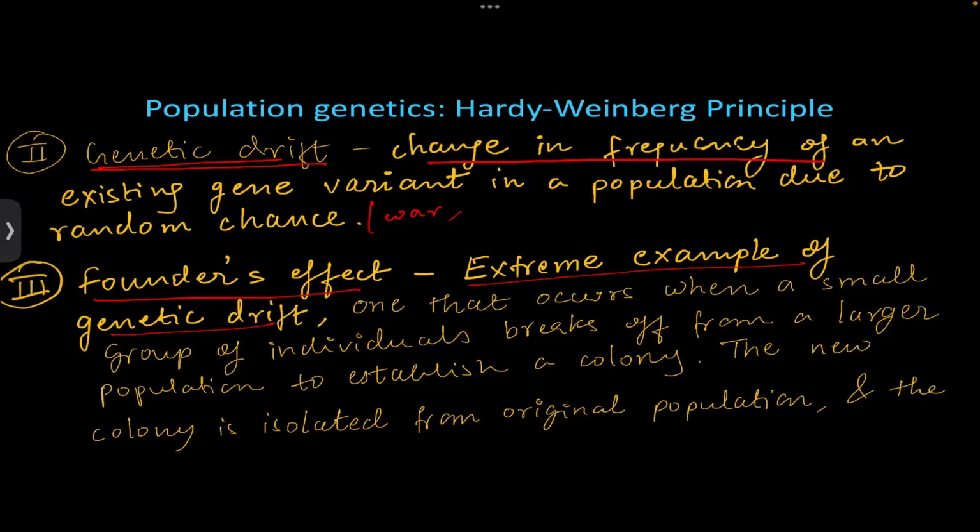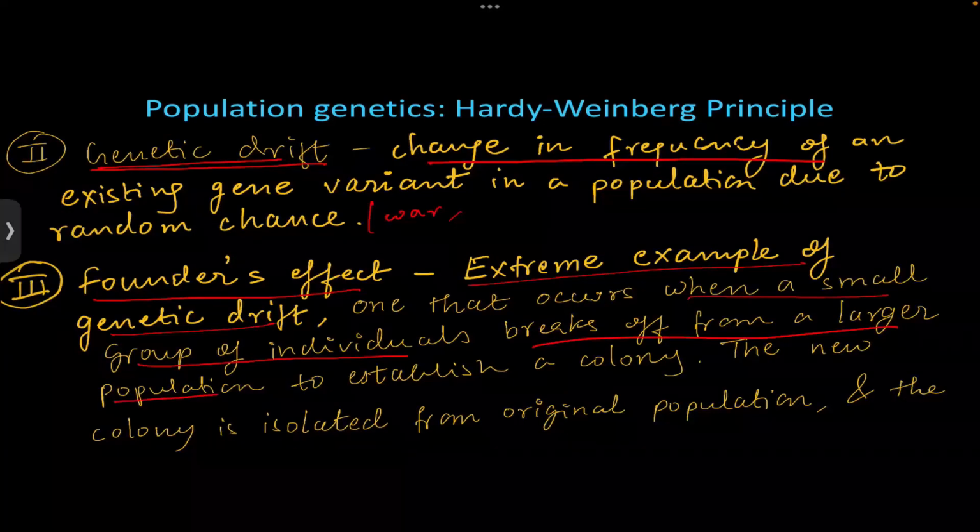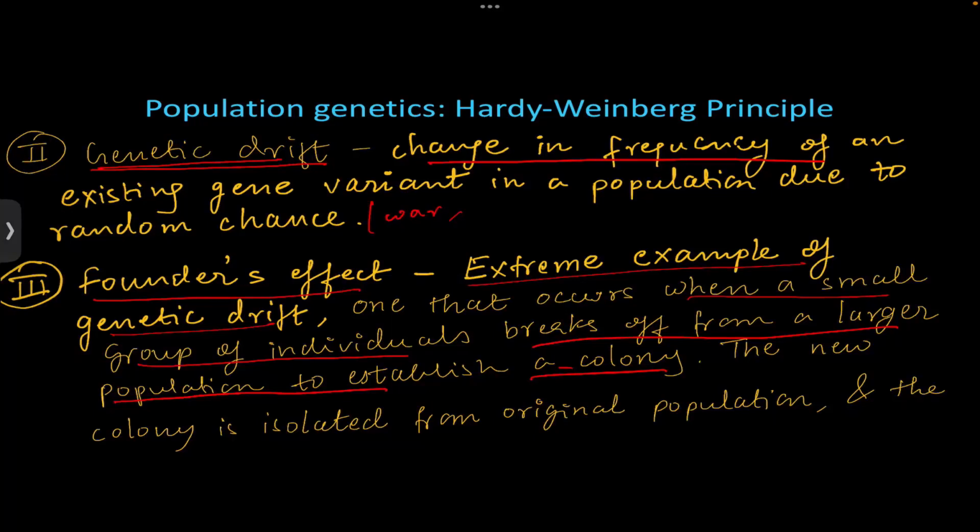I can again explain it using the definition that is written here. The founder's effect occurs when a small group of individuals break off from a larger population to establish a colony. This colony is new, meaning it could be on an island or a new geographical area where they are the first ones to arrive. This colony is completely isolated from the original population. It is not like only 10 kilometers away; it might be very, very far away. Because of this, the founders will not be able to come back to the original population.